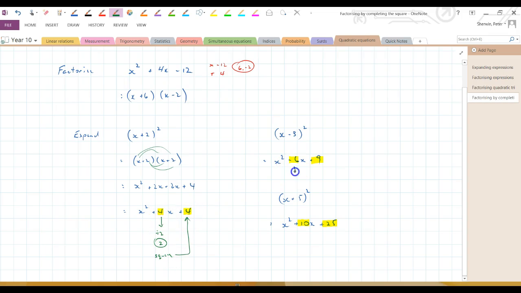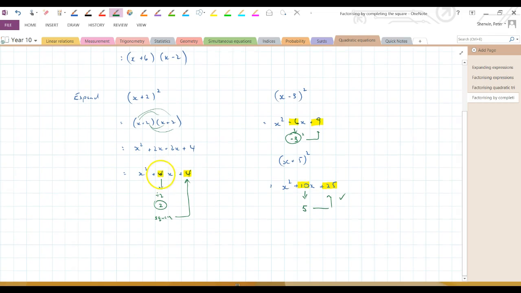Let's check that works here. Halve that, minus 3. Now square minus 3. You get 9, don't you? Minus 3 times minus 3 is 9. Let's check here with the 10. Halve it, 5. Square 5, 25. So what we picked up here is, what does a perfect square look like? This number is the square of half that number.